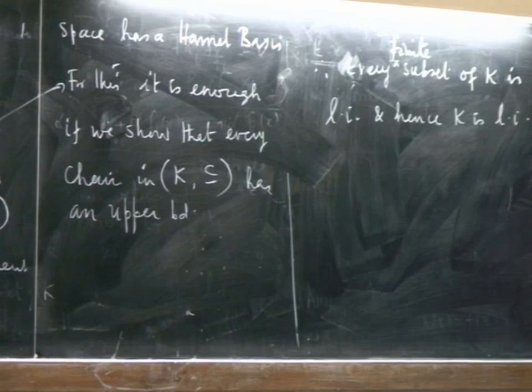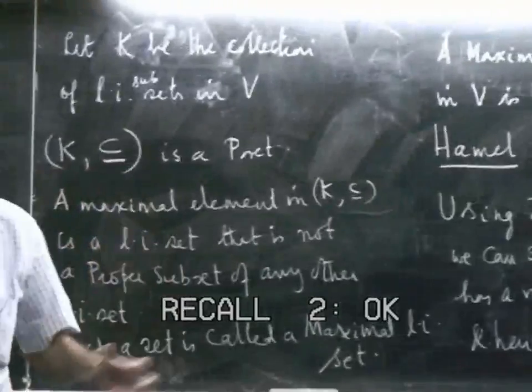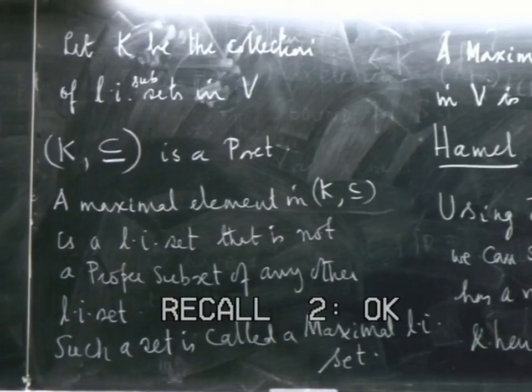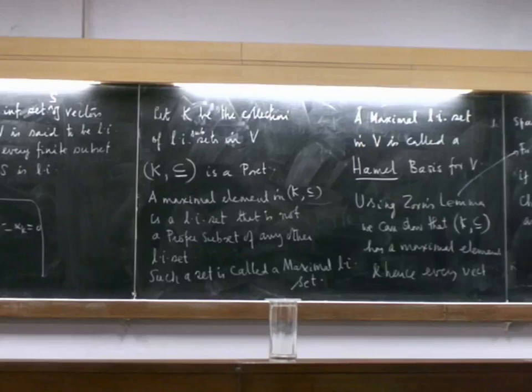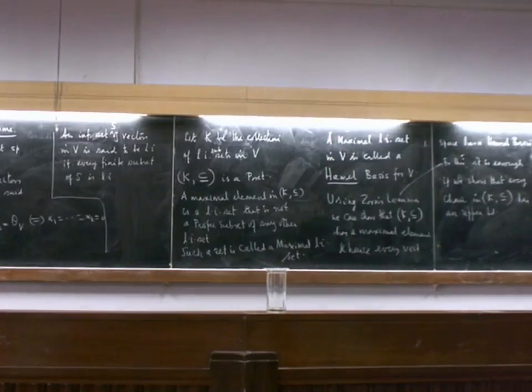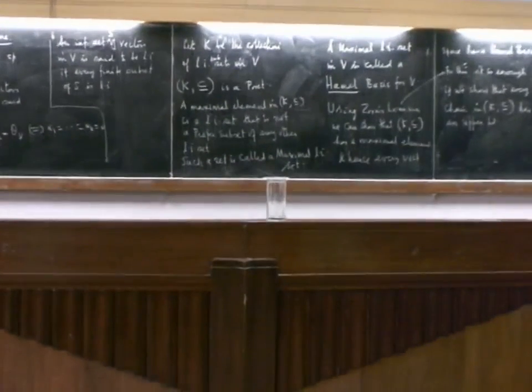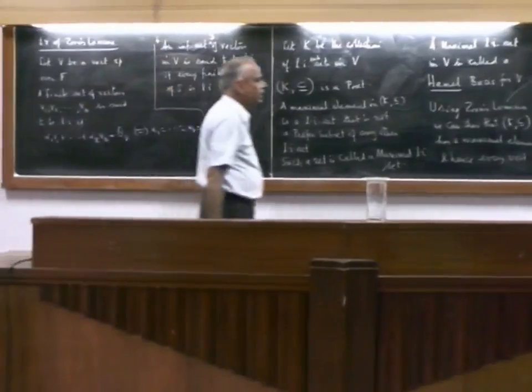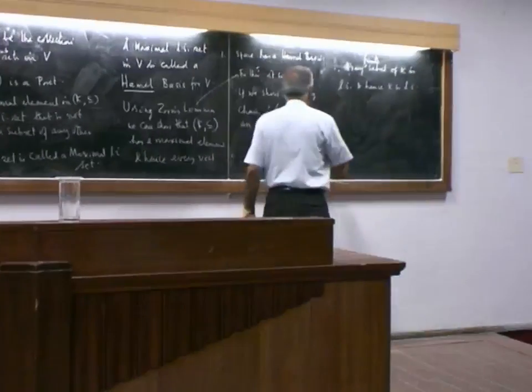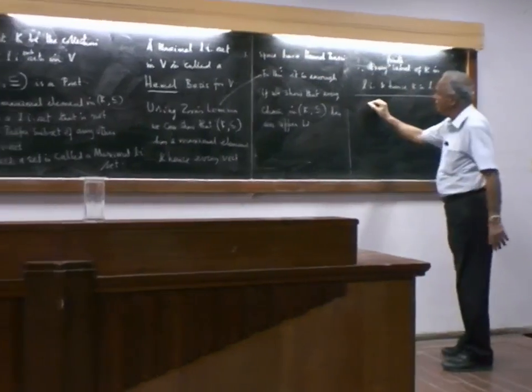So all we have to do is verify that if we have a chain of linearly independent sets, that chain will have an upper bound. That upper bound must be in this poset, because the upper bound is always in the poset. So therefore the upper bound must also be a linearly independent set. Okay. So therefore verify that. I will just indicate the proof now. So start with a chain.